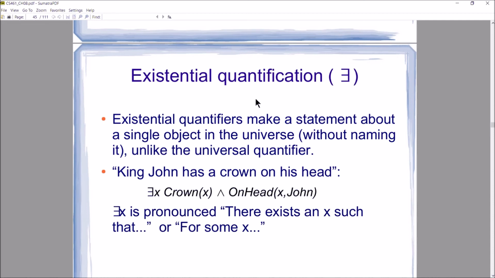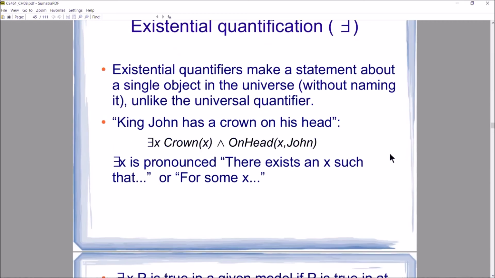So if you wanted to say King John has a crown on his head, what you're saying is there exists a crown, and that crown is on John's head. We didn't specifically name the crown. We didn't say Tim the crown is on John's head. We didn't say Alpha the crown is on John's head. We're saying there is a crown in the universe, and it's on John's head. Or another way you can put it is King John has a crown on his head.